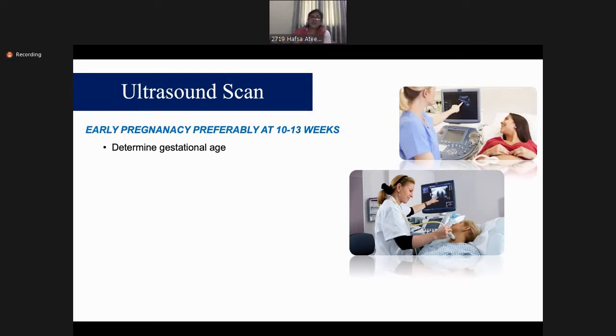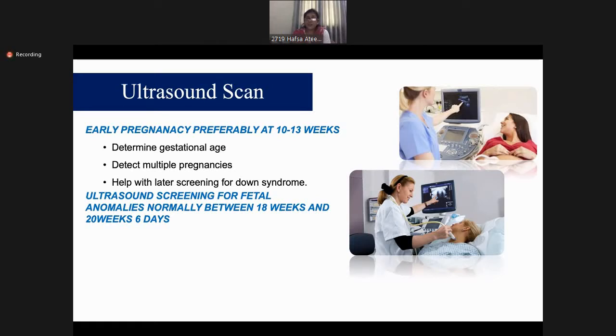The first scan or the first ultrasound should preferably be done between 10 to 13 weeks of pregnancy. Why is it important? It determines the mean gestational age. It detects if there are twins or triplets or any other multiples present. And, like I told you, the estimation of nuchal thickness is going to help you screen for Down syndrome.